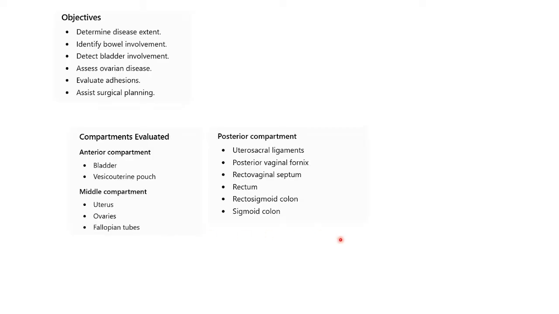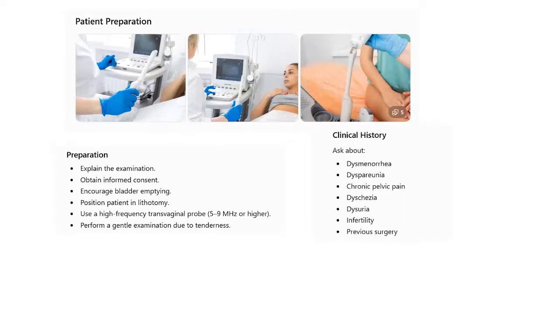In the posterior compartment, you have what is called the uterosacral ligaments. You must check on those. Then you have the posterior vaginal fornix. You have to check for deep infiltrating lesions. Then the rectovaginal septum, you also have to check on that. Then the rectum itself, you have to look around it. And then the rectosigmoid colon, then the sigmoid colon. You have to assess for any deep infiltrating endometriotic tissue that you can find there.